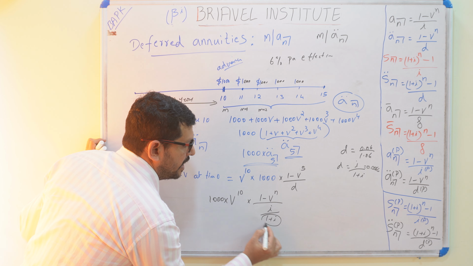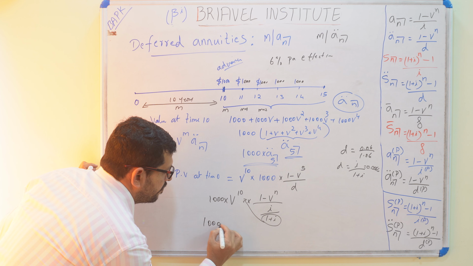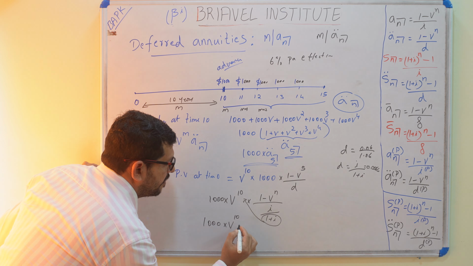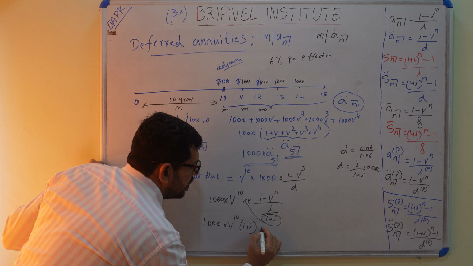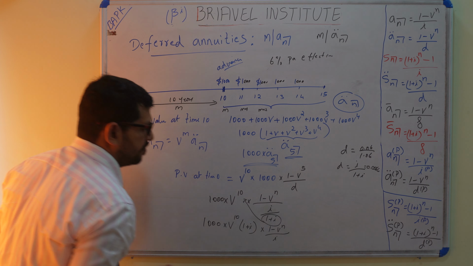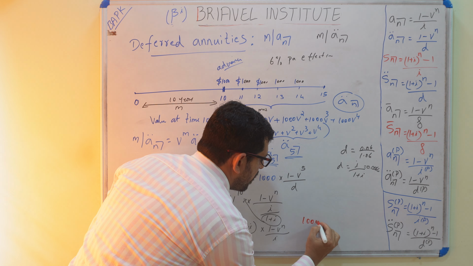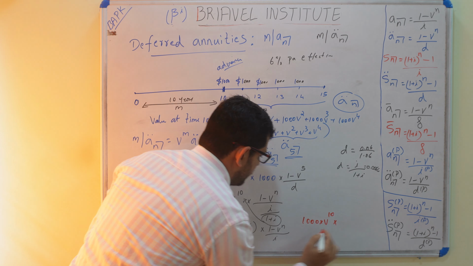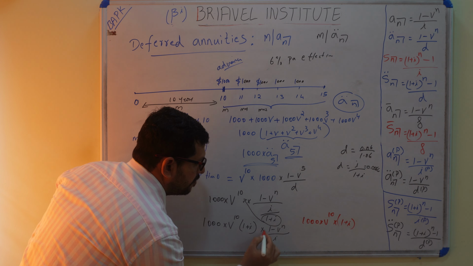This 1 plus i we can take up. So what will happen to this one? 1000 v raised to 10, 1 plus i, multiplying the 1 plus i with the 1 minus v raised to n divided by i. So that we can write like that. 1000 v raised to 10, 1 plus i, and this term we can write as a n.